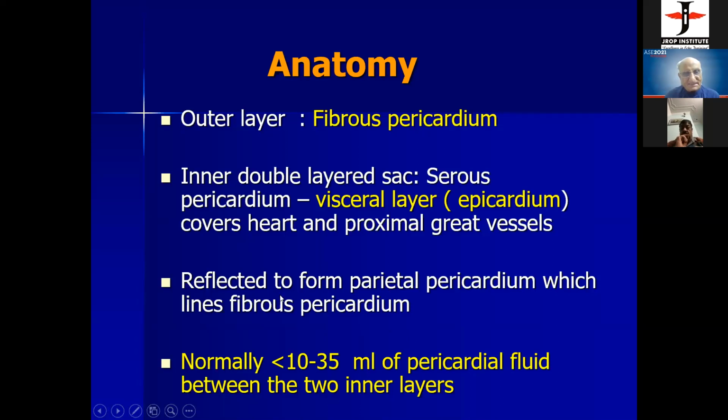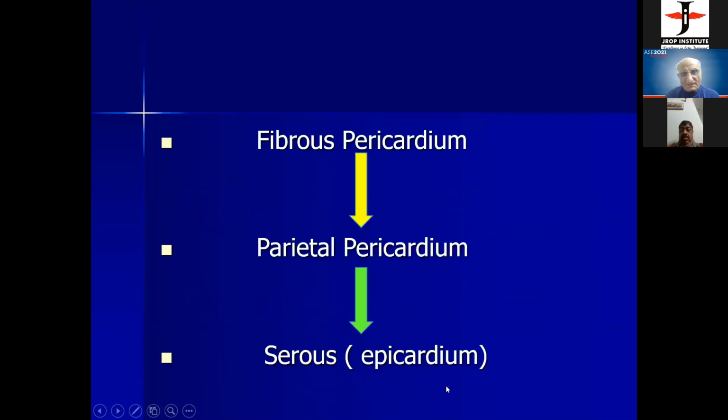So I'll explain it again. Normally there is a varying amount of fluid, a normal pericardial fluid, between the two inner layers. To make it more simple, the outermost is the fibrous pericardium. Then the one which lines the inside of the fibrous pericardium is known as a parietal pericardium, and the one which covers the heart and the great vessels is known as a serous pericardium or an epicardium. So that is the usual anatomy.